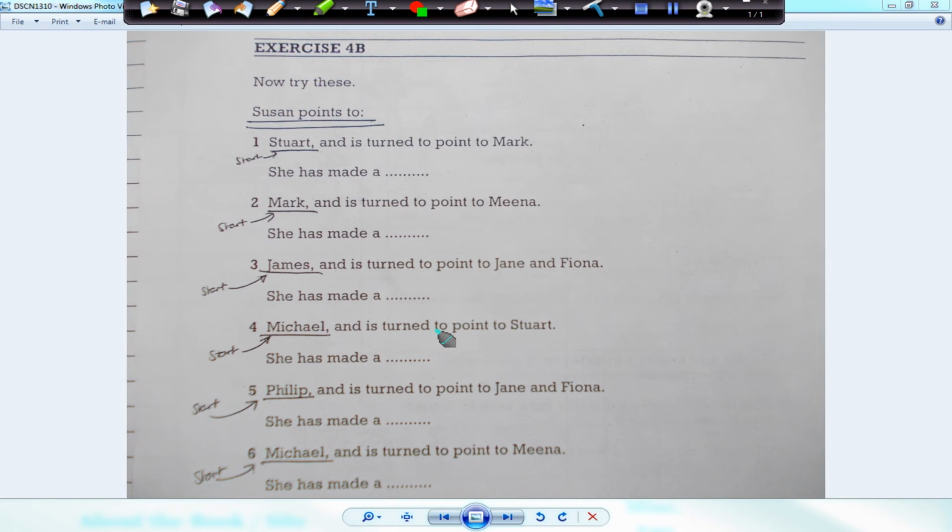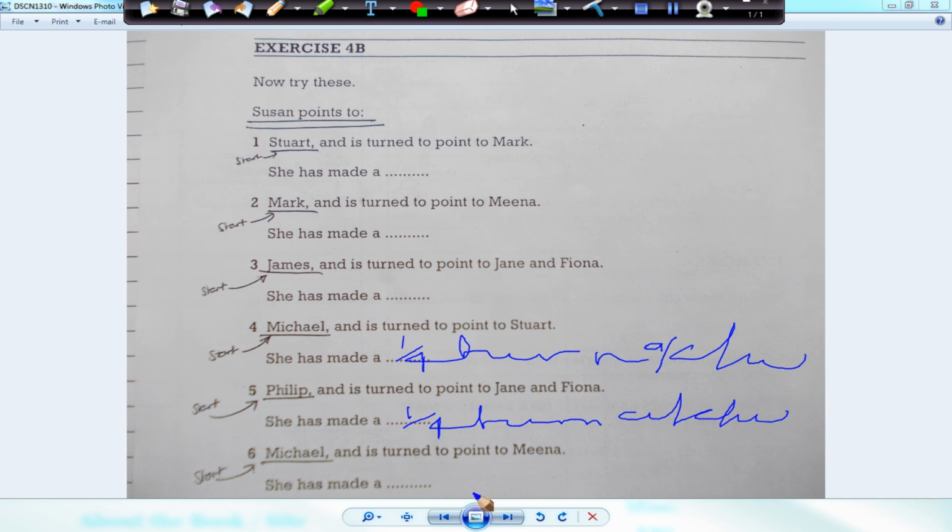Okay, what's the answer for number 4? We said the answer for number 4 was quarter turn anti-clockwise. And the next one was quarter turn anti-clockwise again. So number 4 anti-clockwise or clockwise? Anti-clockwise. And number 5 was the same? Yeah, anti-clockwise. Okay, and the last one was half a turn. You don't need to mention the direction because it doesn't matter. Lovely, beautiful. Okay, right.